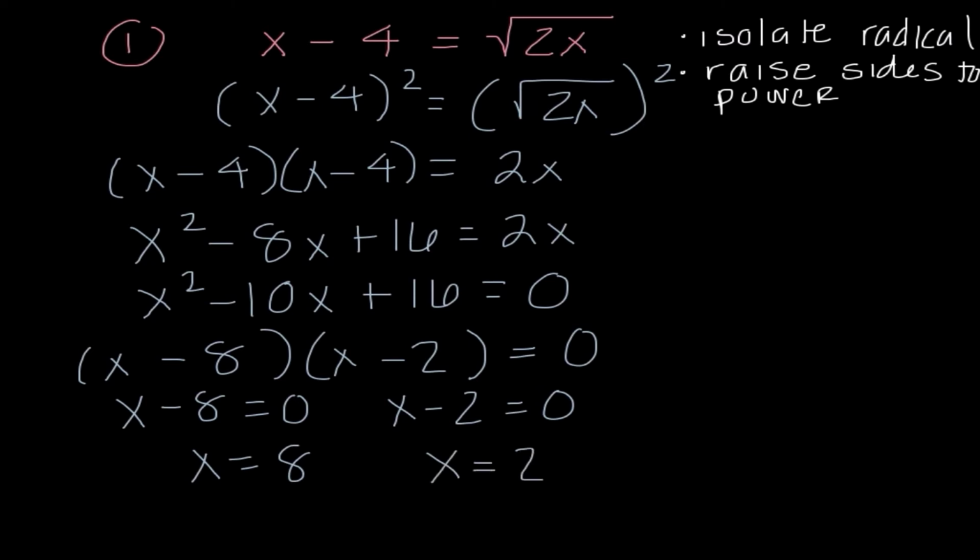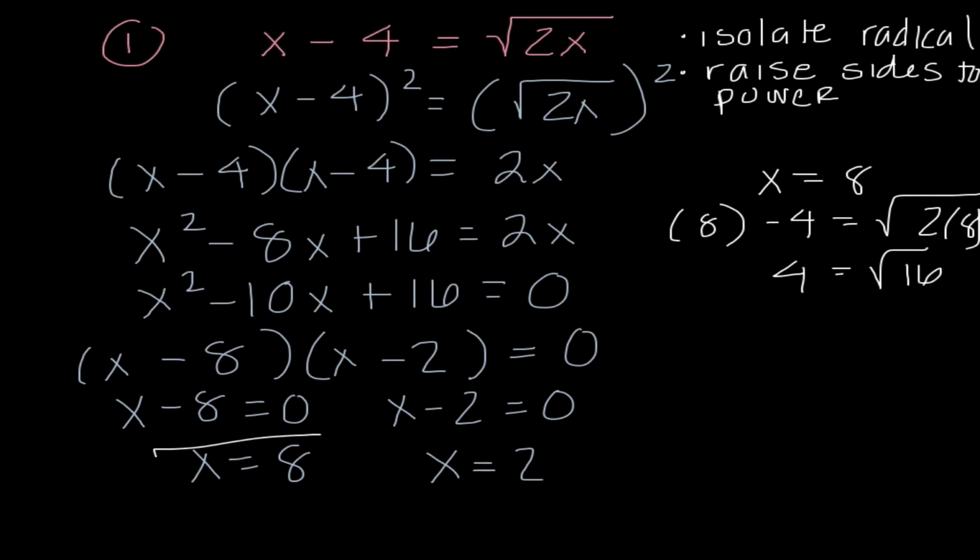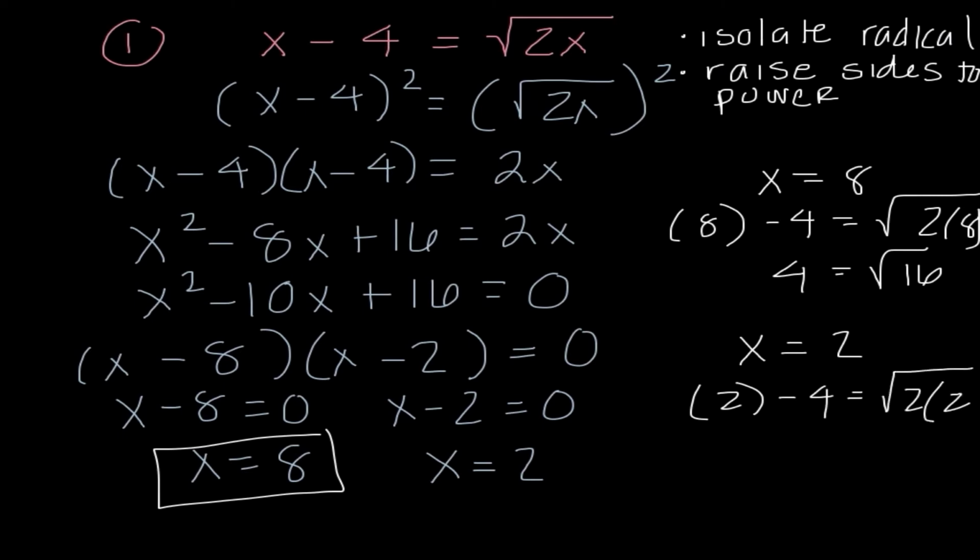Now, unfortunately, we know we're not done yet because I need to double check both of these answers in our original equation. So let's start with x equals 8. I get 8 minus 4 equals the square root of 2 times 8. Is 4 equal to the square root of 16? And it is, so I know that that is an answer. Then let's try 2. 2 minus 4 equals the square root of 2 times 2. Is negative 2 equal to the square root of 4? And it's not.